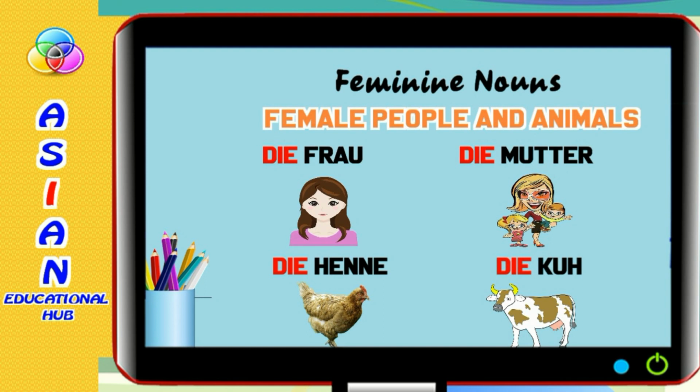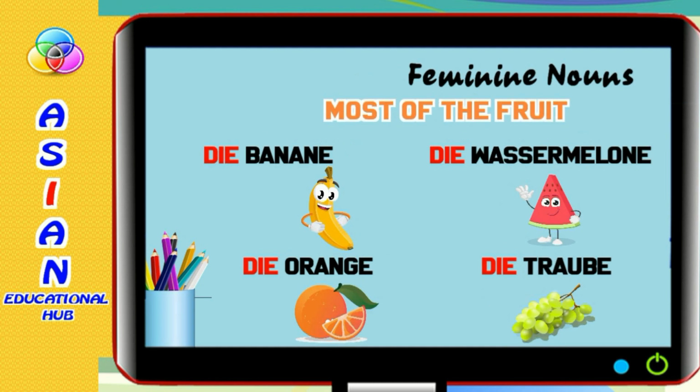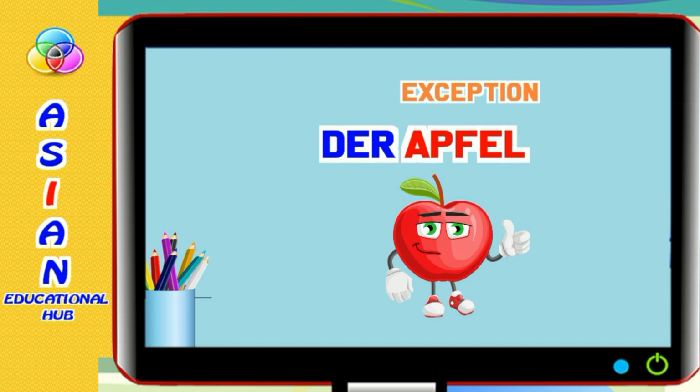As female people and animals, for example, die Frau, die Mutter, die Hannah and die Kuh, all are feminine nouns. Most of the fruit, for example, die Banane, die Wassermelone and die Orange and die Traube, all the names of the fruit are feminine nouns. But apple is an exception and apple is a masculine noun.